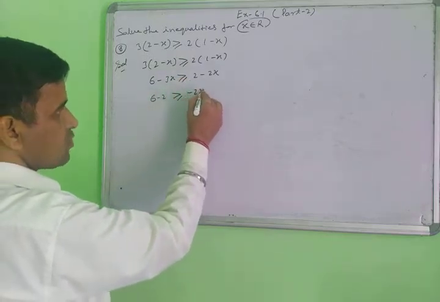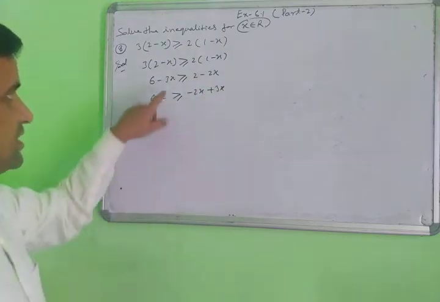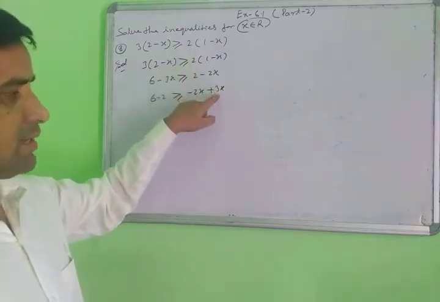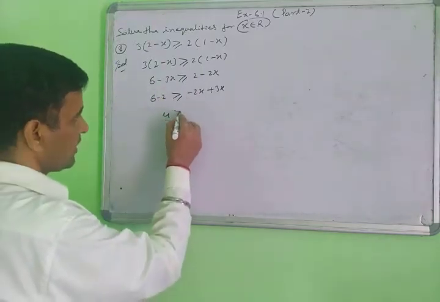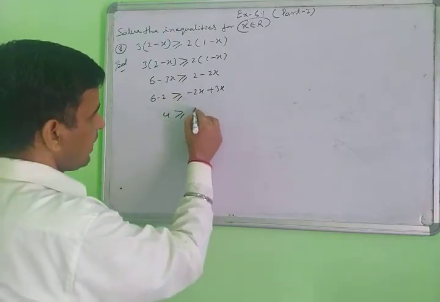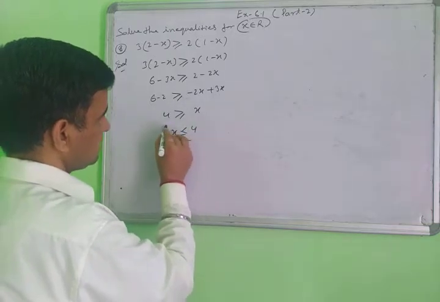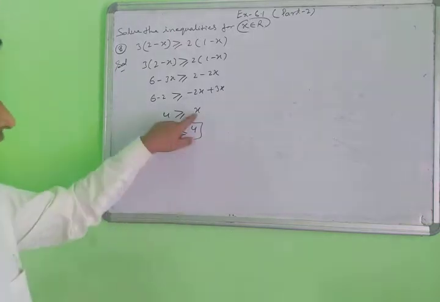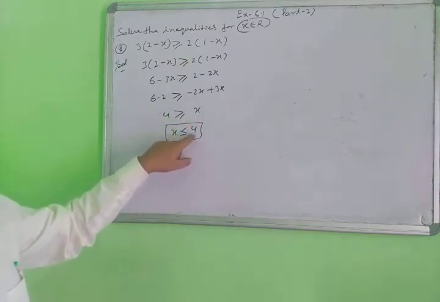And minus 2x will go as plus 3x. This minus moves to plus, or this plus moves to minus. What is left here? 4 greater than or equal to x, which means x less than or equal to 4. This is the symbol. The value of x is less than or equal to 4.